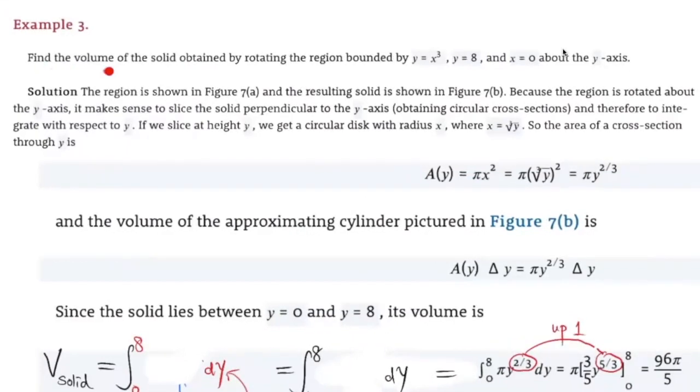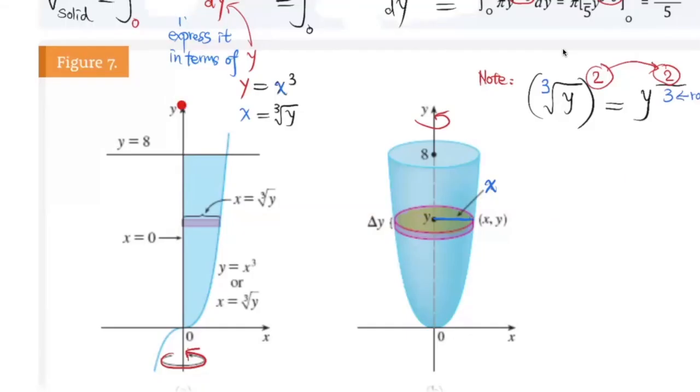Example 3. Find the volume of the solid obtained by rotating the region bounded by y equals x cubed, y equals 8, and x equals 0 about the y-axis. So this is y equals 8, this is x equals 0, and this is the curve for y equals x cubed. That's the region bounded by these three curves. You're going to rotate this region about the y-axis. This symbol indicates it's rotating about the y-axis.